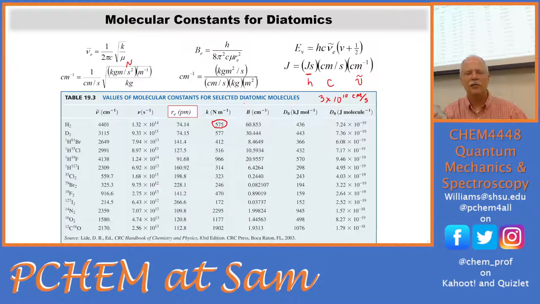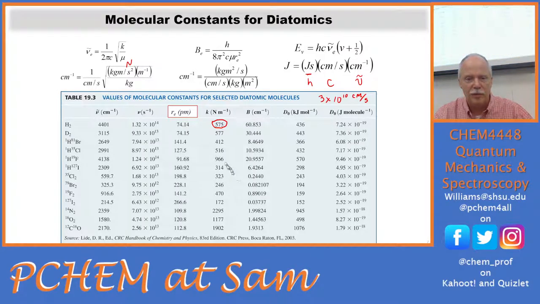But look at the force on holding the hydrogen molecule together. 575 newtons per meter. That would be how many newtons I have to put on that hydrogen to pull it apart 1 meter. So it's a lot of force, okay? These covalent bonds are really tight. That's why it takes a fair amount of energy to pull them apart.